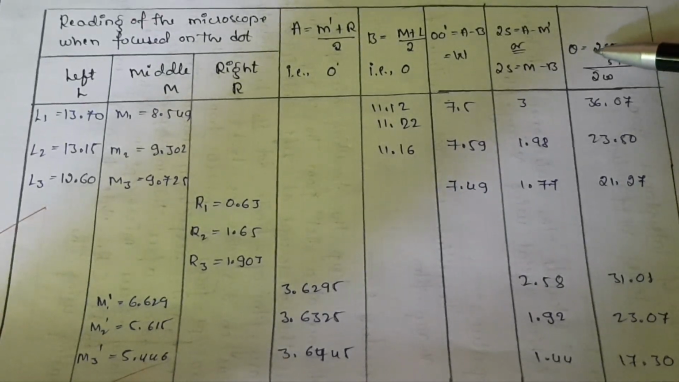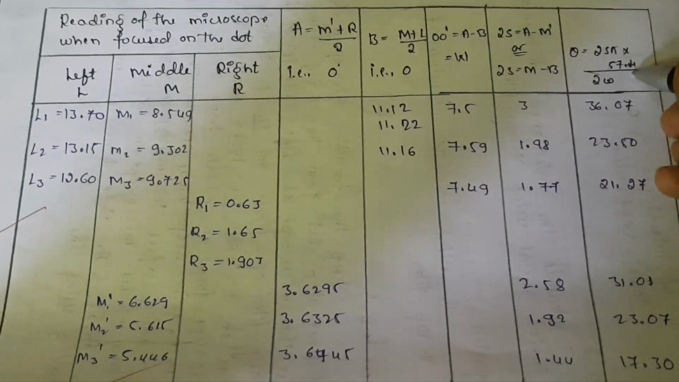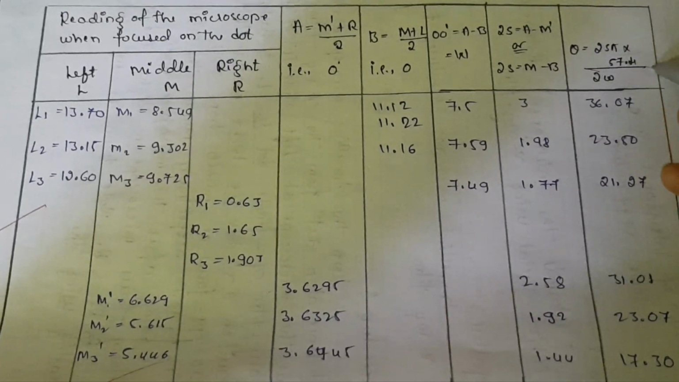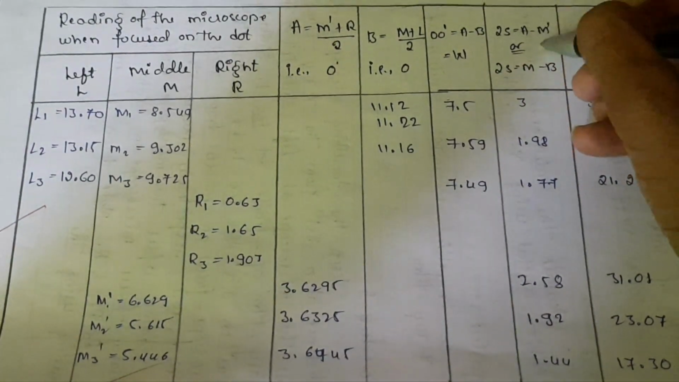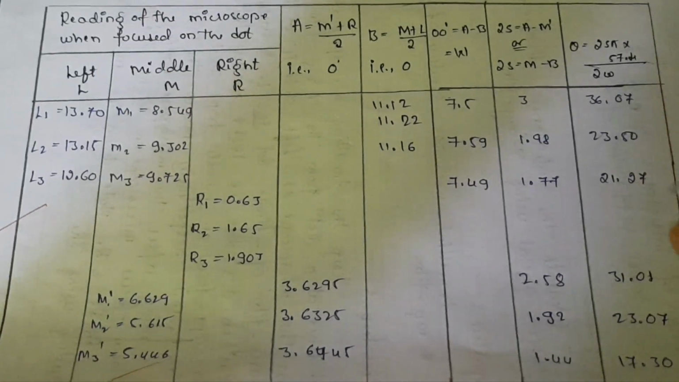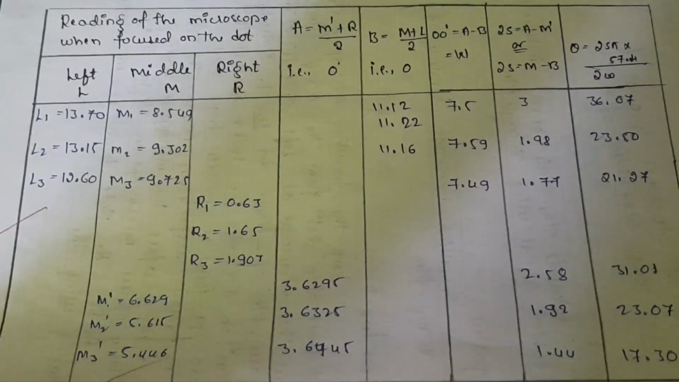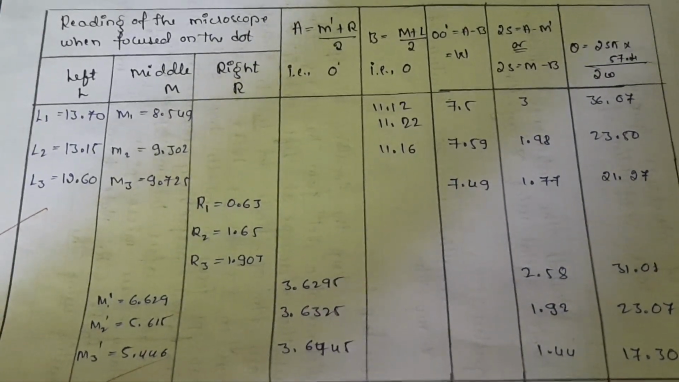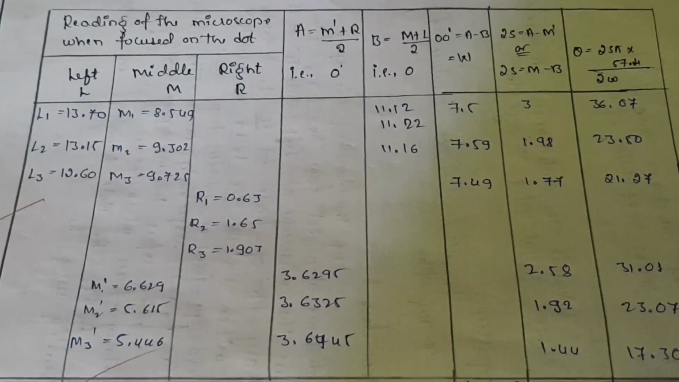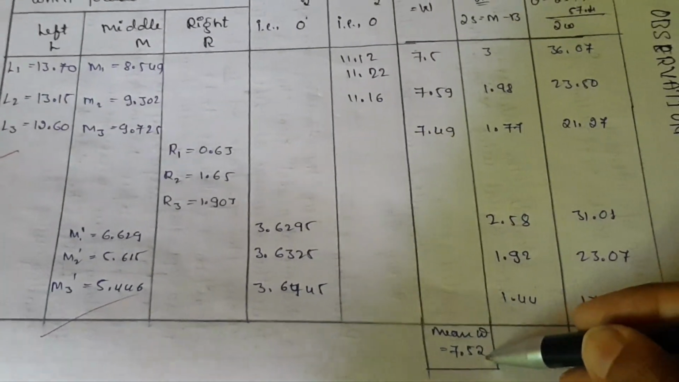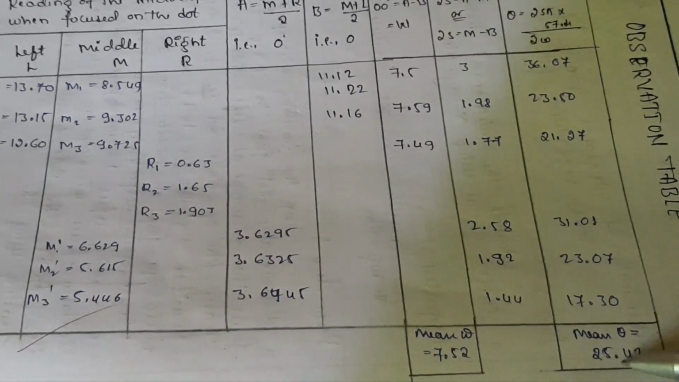Next we have to go for the calculation of angle theta, which is given by the formula 2 pi s into 57.04 divided by 2w. W is given here, and 2s is from this column. Substitute and calculate the theta value for the left and right lines. Once you calculate theta, you have to take the average of W. You will get 7.52 and a mean of theta of 25.42.